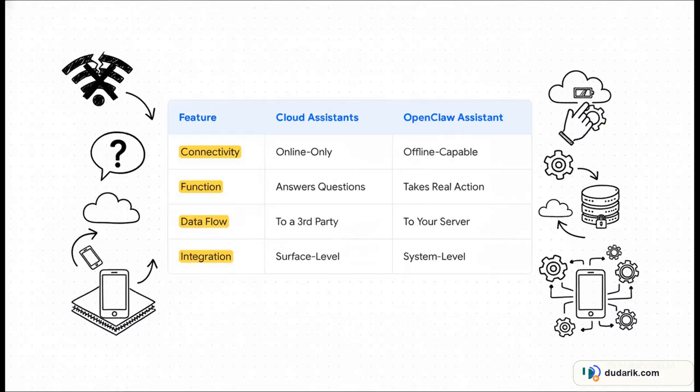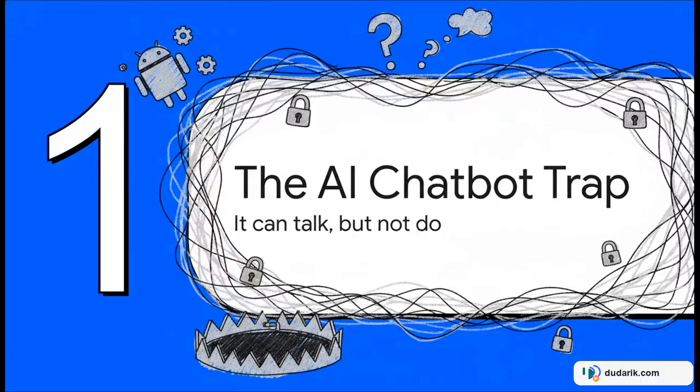And this really breaks it down, right? On one side, you've got the typical cloud assistants. They have to be online, they're great at answering trivia, but your data is being sent off to some third-party company, and let's face it, they're not really part of your phone. But then look at OpenClaw Assistant. It flips the script completely. It can work offline for key things, it's built to take real action, your data stays with you on your server, and the integration? It's deep. We're talking system level. Which brings us to this big idea, what I like to call the AI chatbot trap.